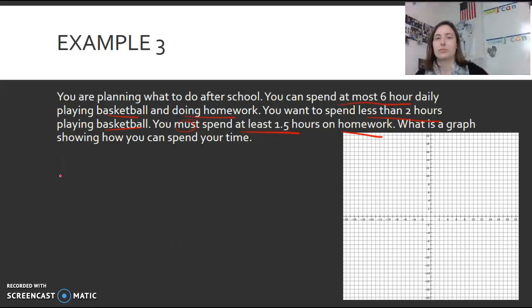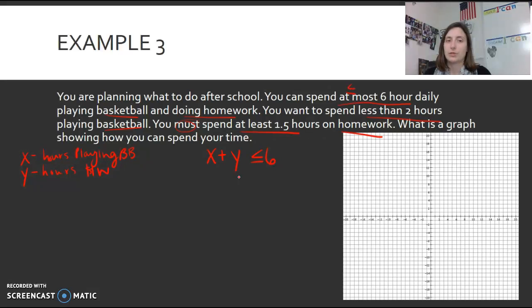Like we did in 6.5, we're going to label X and Y and say what they are. So I'm going to call X hours playing b-ball, and Y is going to be our hours with homework, HW. So I know at most, which means less than or equal to 6 hours, and that is my basketball plus my hours of homework. So X plus Y will be less than or equal to 6.